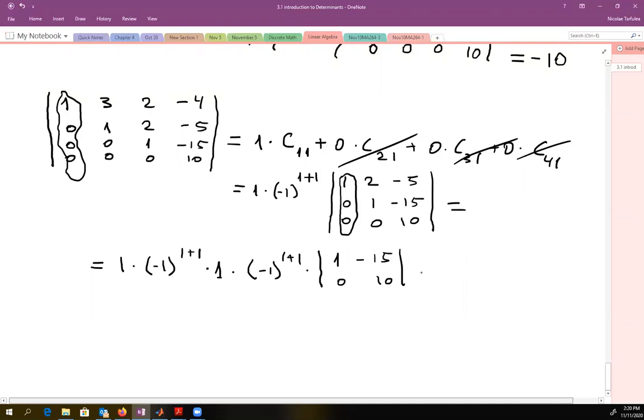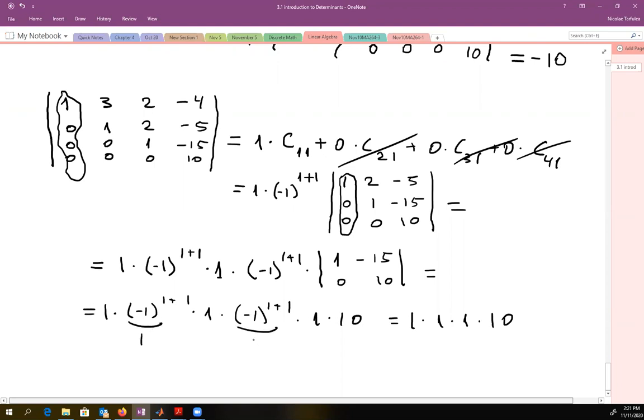And what's this one? It's 1 times 10. So this equals what? I'm writing it again: negative 1 to the 1 plus 1 times 1 times negative 1 to the 1 plus 1 times 1 times 10. These are 1, so what you get is 1 times 1 times 1 times 10. So these are the elements. This is 1, so I just ignore it. This one is 1. This could have been something different, even this one. It just happened to be 1 in this case. That's why you have the product of the elements on the main diagonal. And of course, you change the sign here.